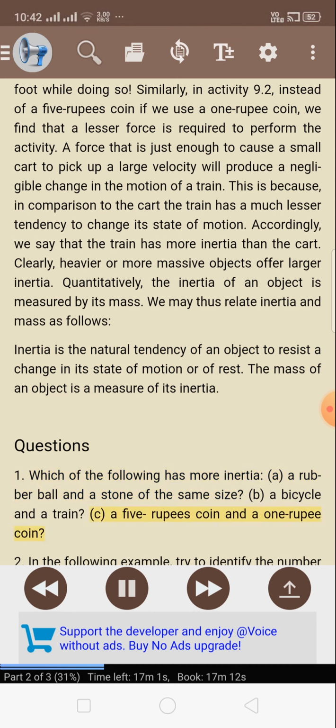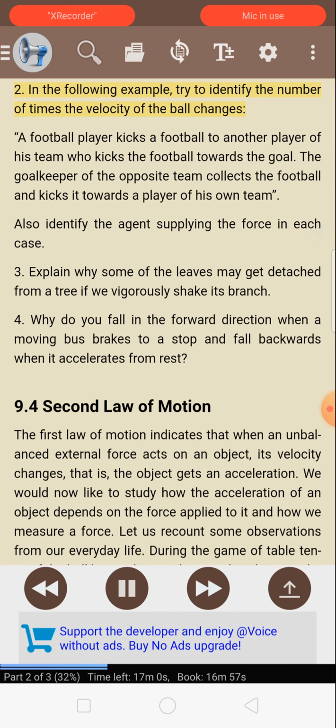A 5 rupees coin and a 1 rupee coin. 2. In the following example, try to identify the number of times the velocity of the ball changes. A football player kicks a football to another player of his team who kicks the football towards the goal. The goalkeeper of the opposite team collects the football and kicks it towards a player of his own team. Also identify the agent supplying the force in each case.